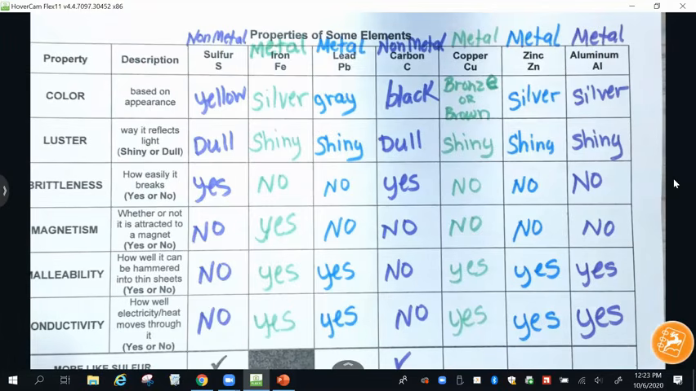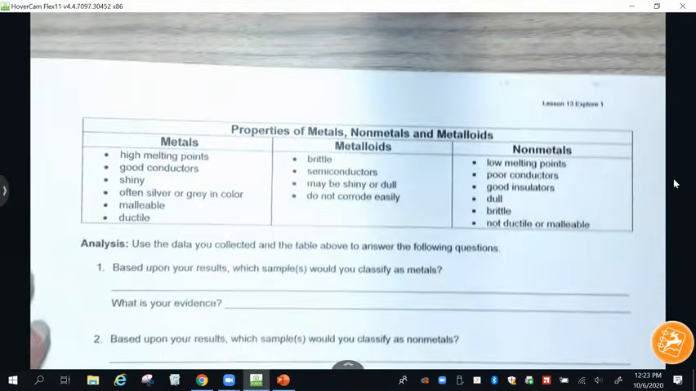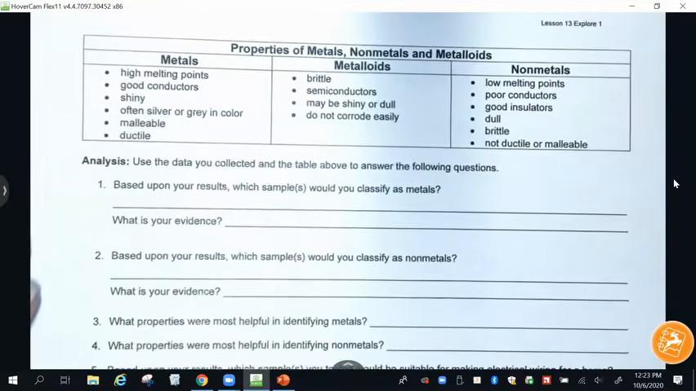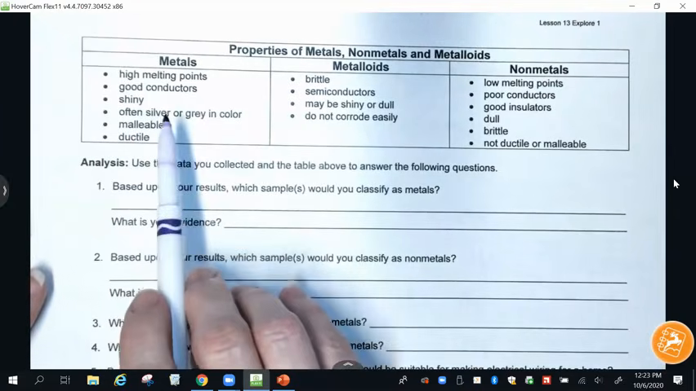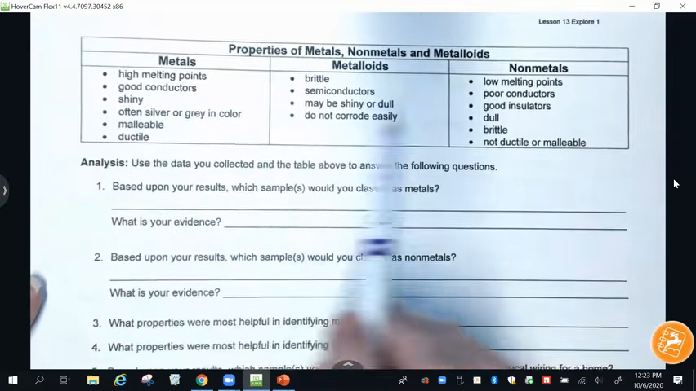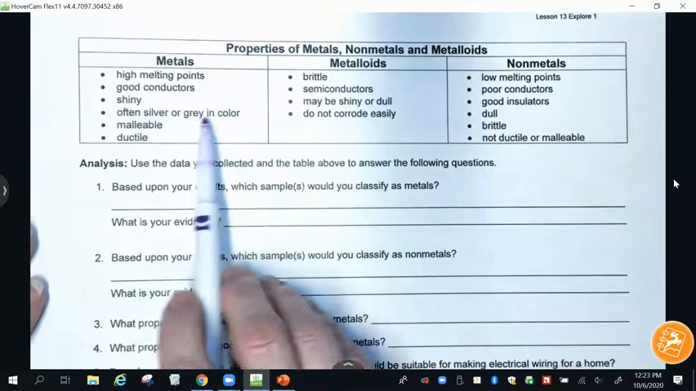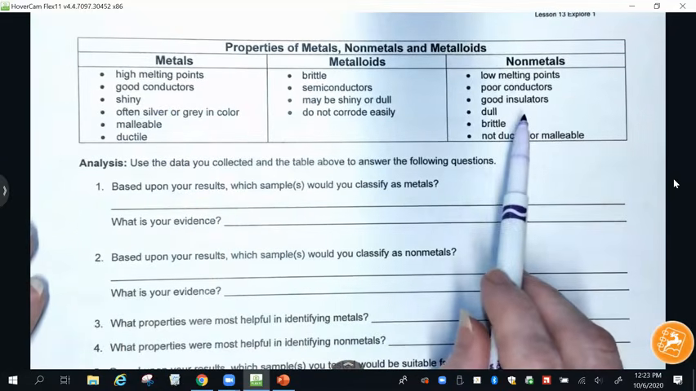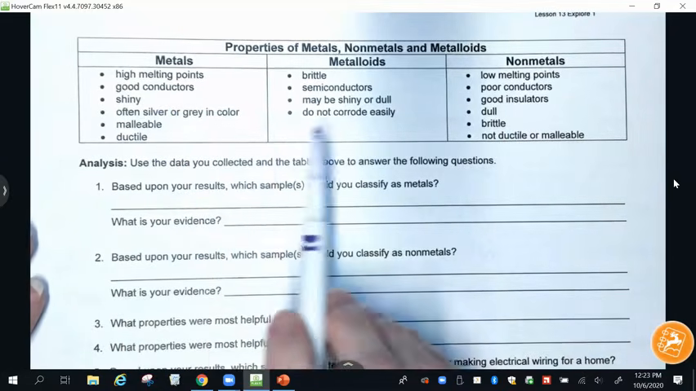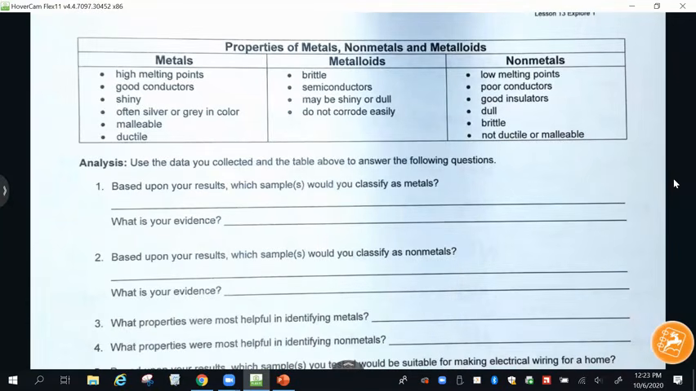All right, now on the back, we have some questions to answer. If you look at this, do you see the three boxes at the top? The three boxes give you properties right there that help you figure out which ones are metals, non-metals, and metalloids. Okay?